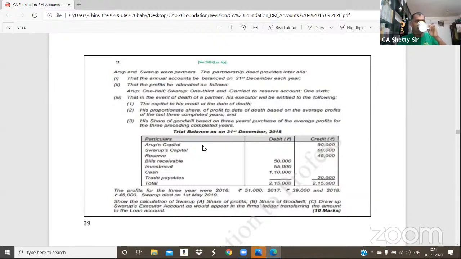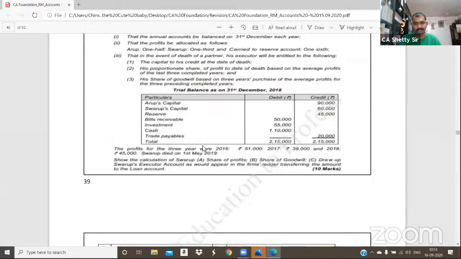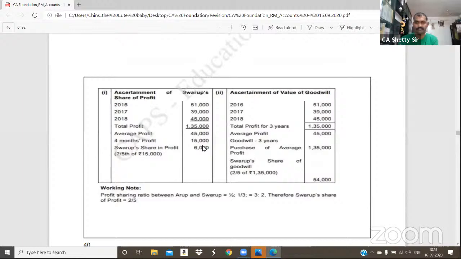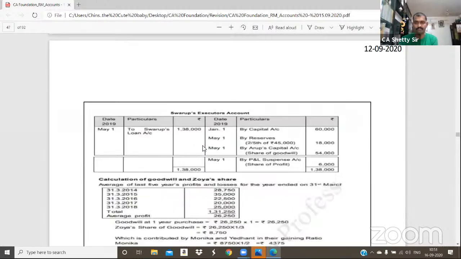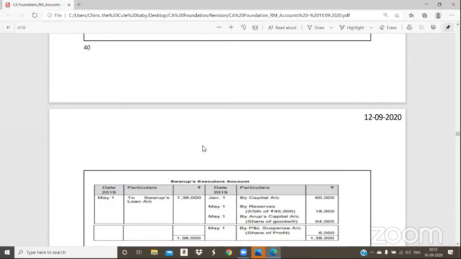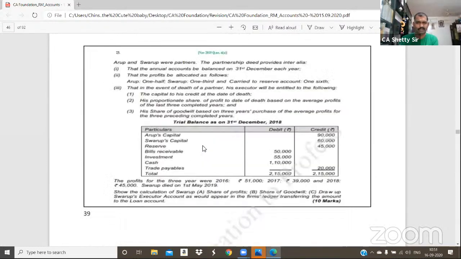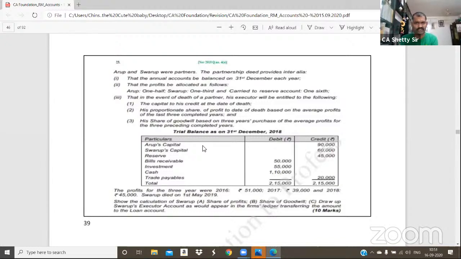Proportionate share in reserves. 45,000 into 2 by 5. 18,000. Working note 3. Simple question, but it's not a normal kind of question. That's why I selected it.